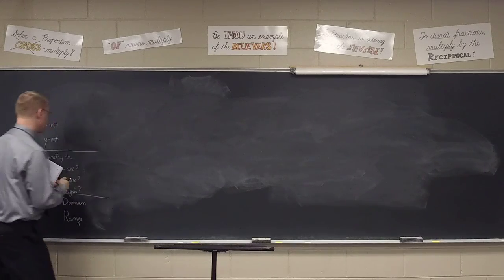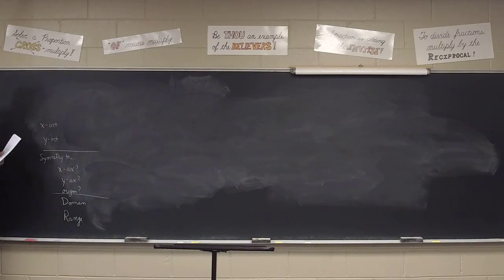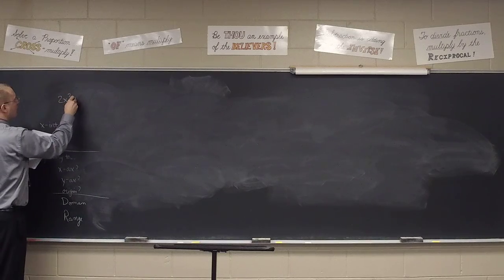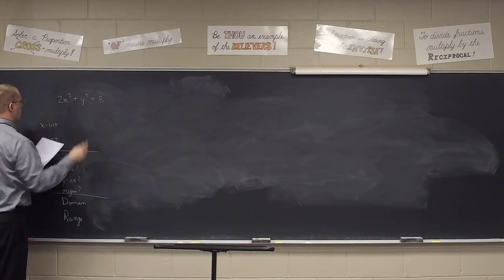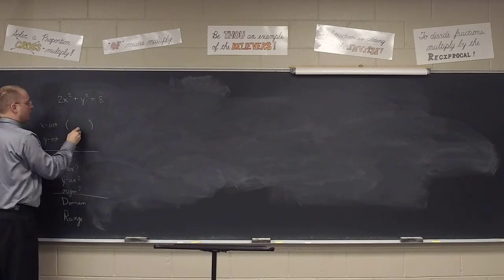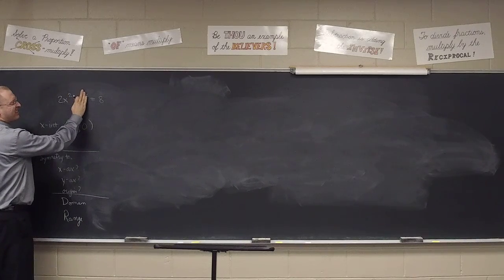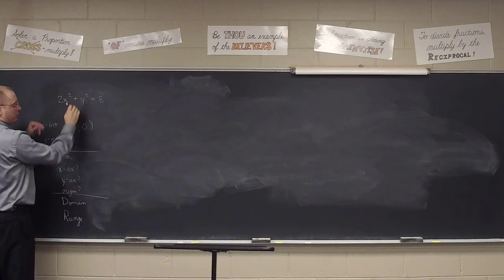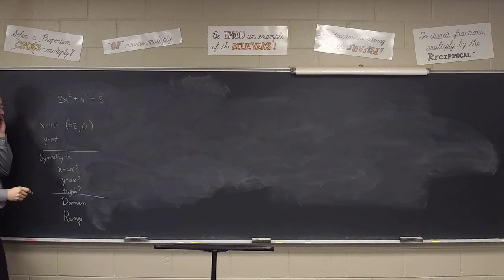Salvage that, be lazy. 2x squared plus y squared equals 8. All right, x-intercept, plug in. And when we do, we get positive negative 2. Divide the 2 to get 4, take the square root, we get positive negative 2 for the x-intercept.